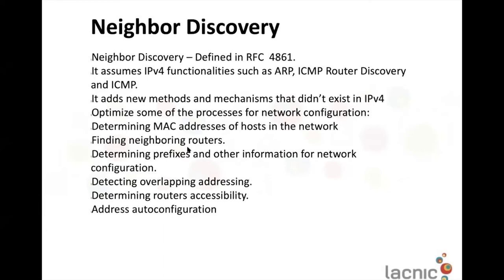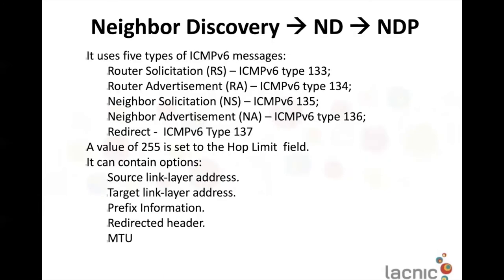For example, now you can find routers that are in your network. You can detect overlapping addressing. This is something very beautiful. So there is a concept called duplicate address detection and more things, okay? Now let's talk about how everything works. First, I need you to know that neighbor discovery is actually a suite of different protocols. Actually, it's a suite of different features and all of them run over ICMP version 6.